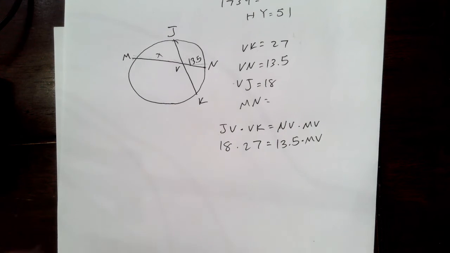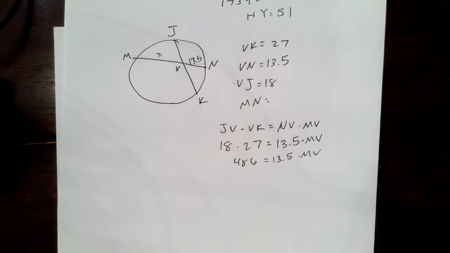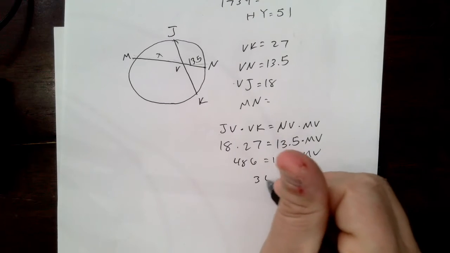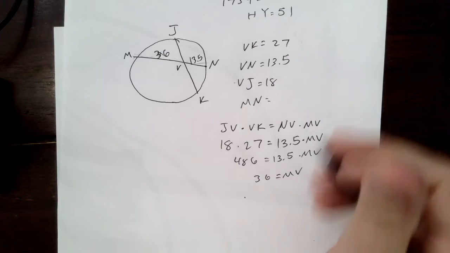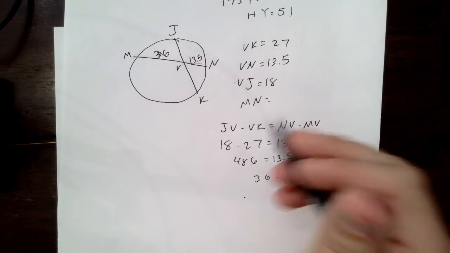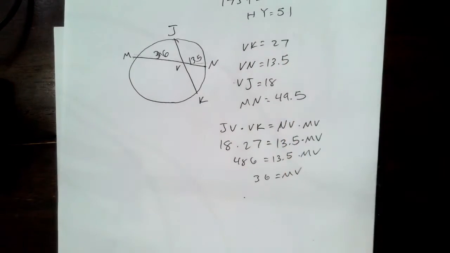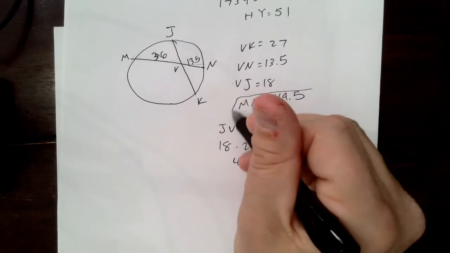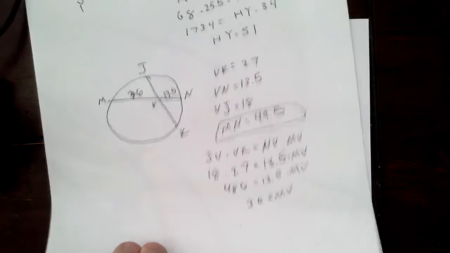18 times 27, 486 equals 13.5 times MV. 486 divided by 13.5. So MV is 36. So we know that's 36. To be able to figure out what MN is, we can just go 36 plus 13.5 to get 49.5 would be what MN is. And that's the part that they wanted for their answer. Okay? Let's do one more of these, just because we want to here.